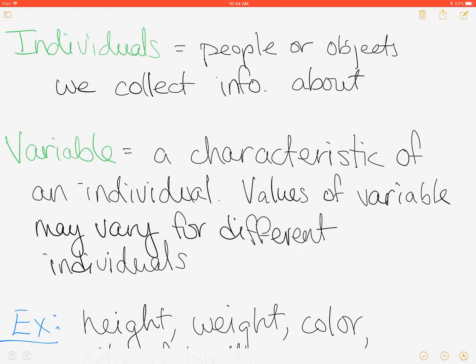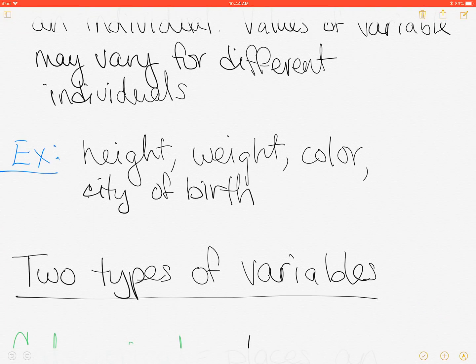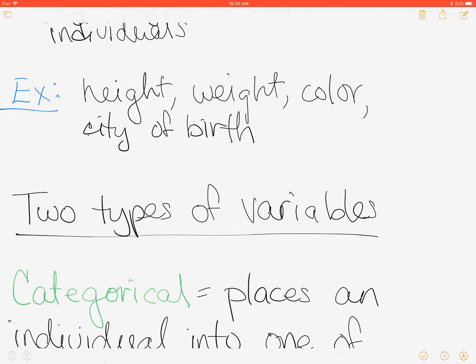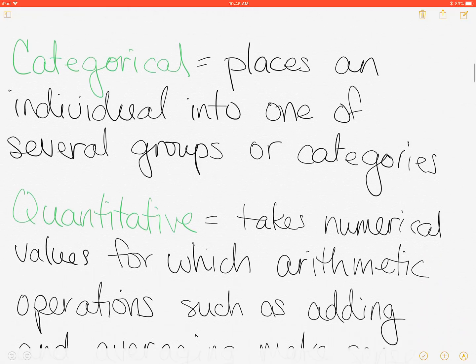So please note those ideas. So examples: height, weight, color, city of birth. Those are all variables. So in general, we say there are two types of variables. Usually they fall into one of these two categories. Sometimes it's a little iffy. We'll talk about that in a little bit. The first type is called categorical. And these variables place an individual into one of several groups or categories. I'll give you an example in a second.